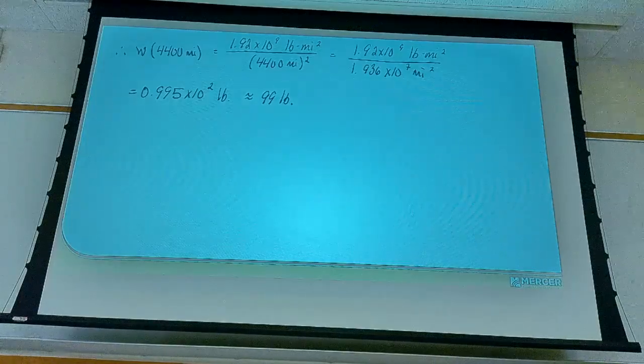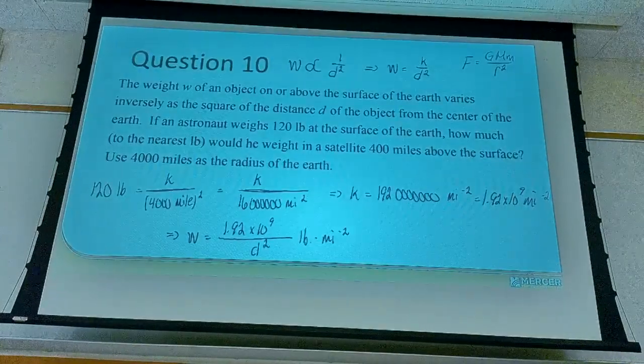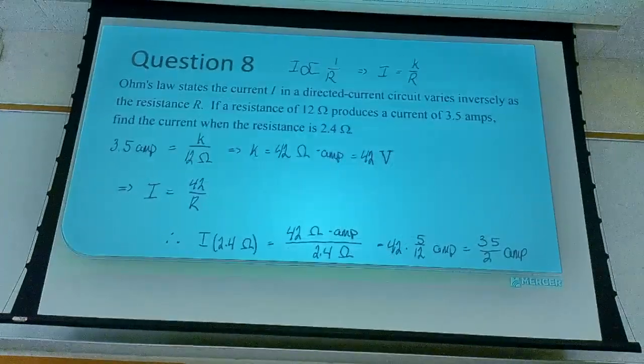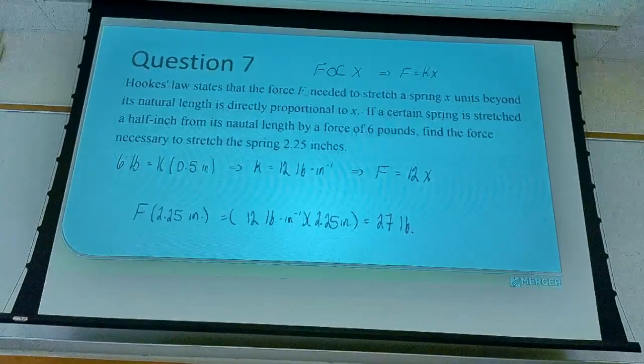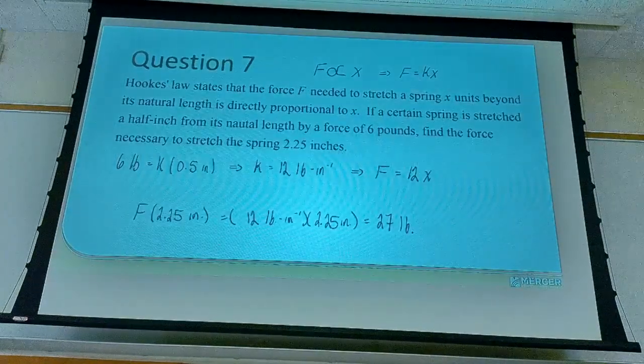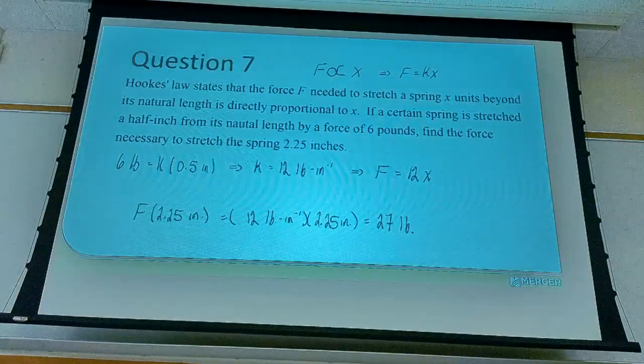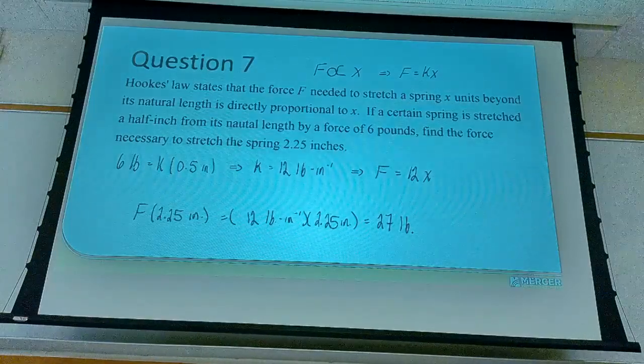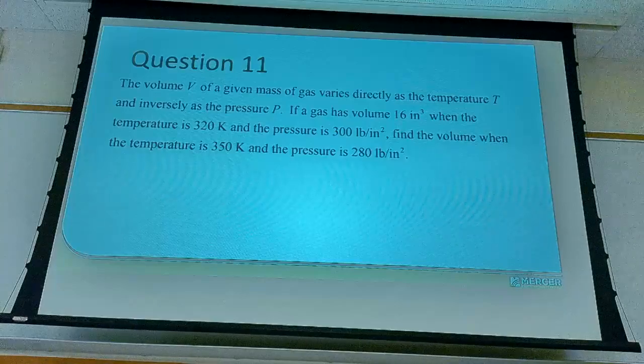Where's the other one? It was Hooke's law, wasn't it? Half inch. This one. I hate this law.